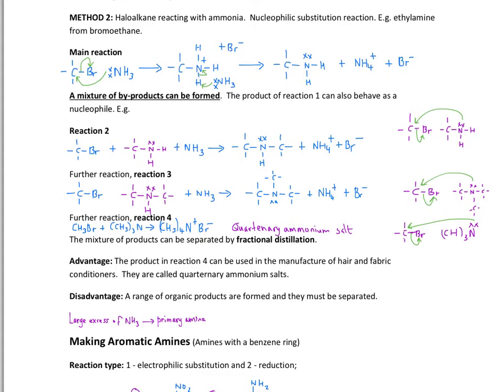To prevent this from happening, i.e. all these different products being formed, if you have a large excess of ammonia, this encourages only this reaction to take place.